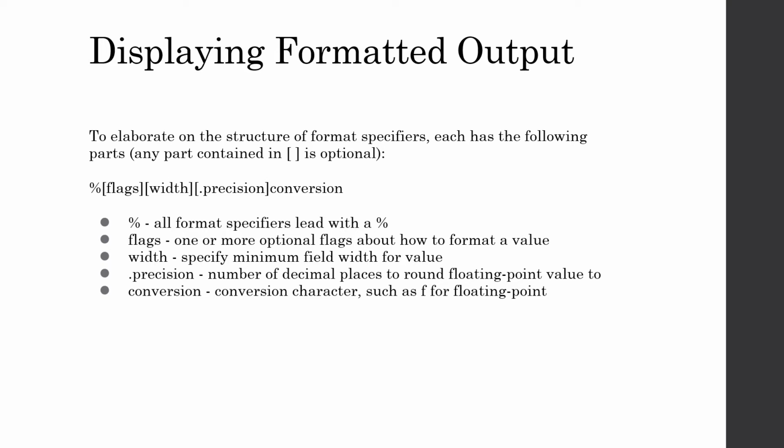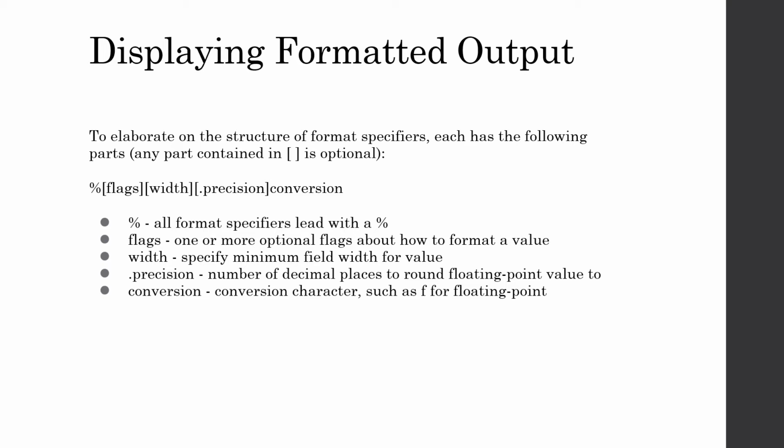So going through this list, we got a %, all format specifiers lead with a %. This is required. Our flags, so we're going to have one or more optional flags about how to format a value. So keep in mind that I mentioned before that if you have a Boolean value or Boolean variable of some kind, another way that you can describe that is as a flag. So that naming convention kind of comes from this situation right here, where whenever you place one of these flags into there, it's kind of like you're trying to say that a particular condition is true, so you want to apply some additional formatting to it, and excluding those flags is like saying that that's false, so you don't want to apply that formatting.